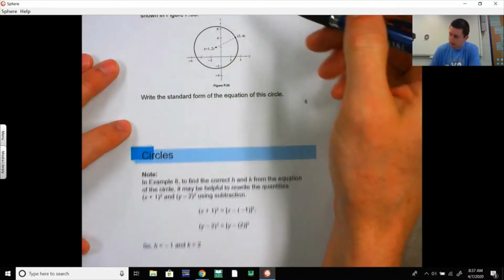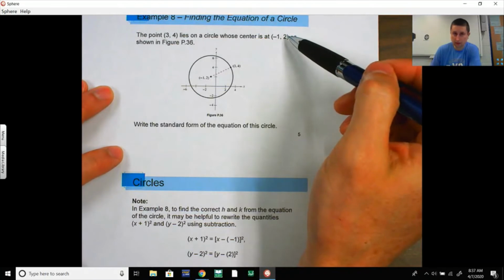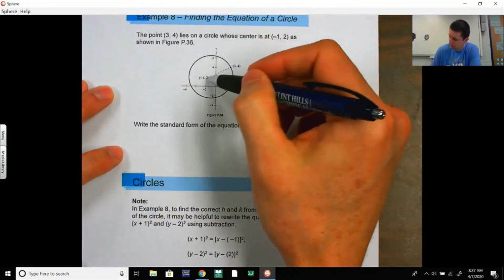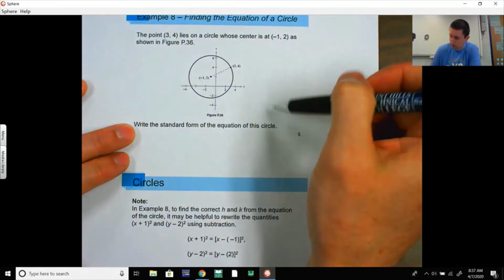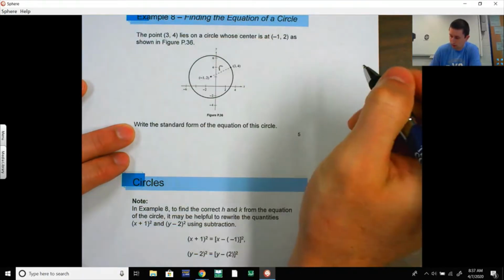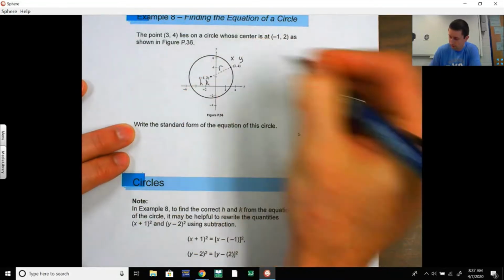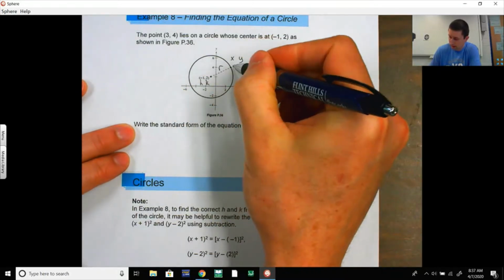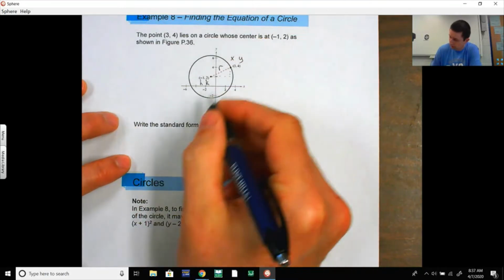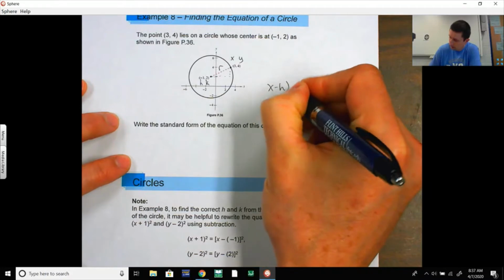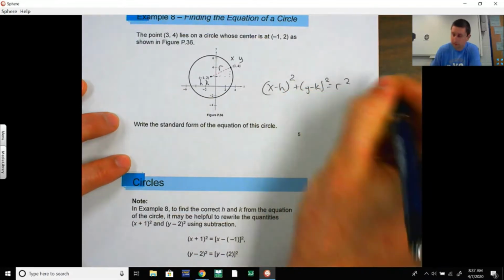So the point (3, 4) lies on a circle whose center is at (negative 1, 2), as shown in figure P36. Write a standard form of the equation of this circle. What we don't know is the radius. We don't know the r. But we do have an x and a y, an h and a k. So we need to find this height. Now you can draw the triangle if you want, but we're using the formula (x minus h) squared plus (y minus k) squared equals r squared.